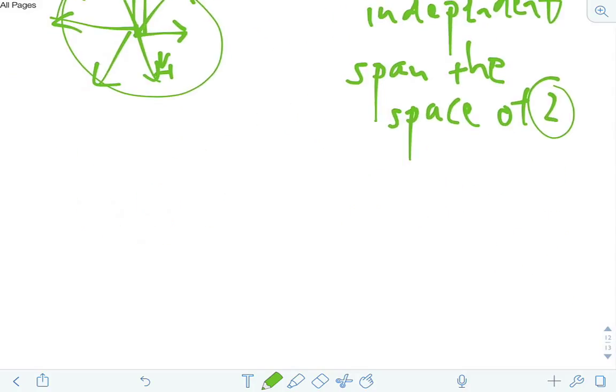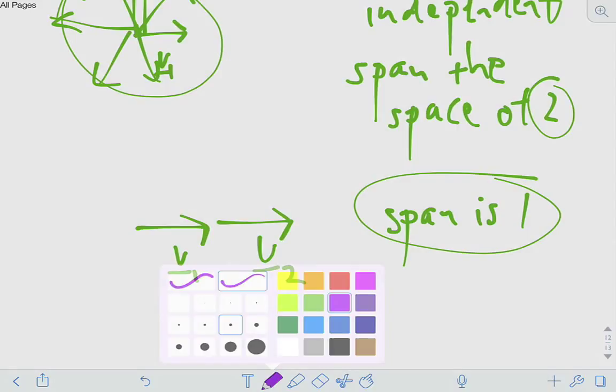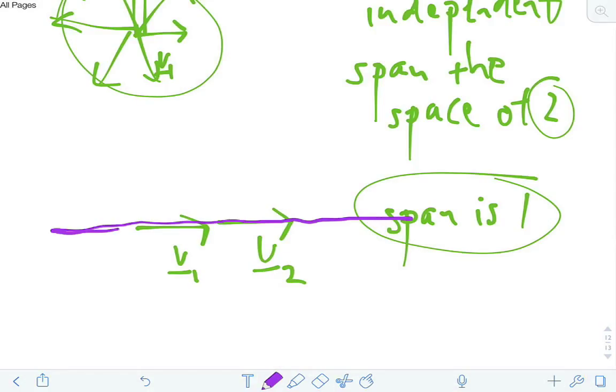In this second case, where I had a V1 this way and a V2 this way, the span of these two vectors is 1. With linear combinations of these two vectors, I can only create stuff along this line. So the space they span is one-dimensional. They cannot produce any of these vectors.